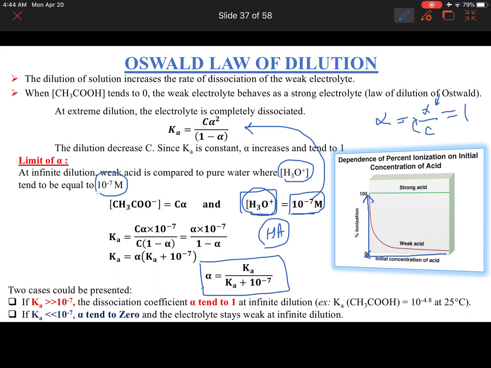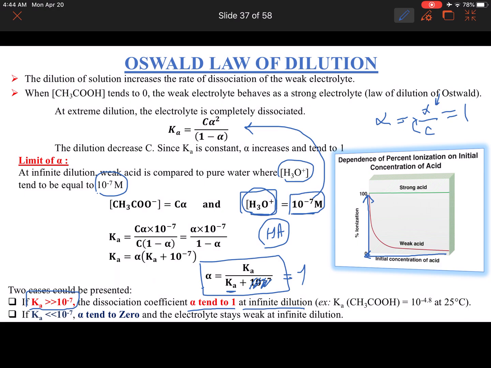And all I really want you to take as a take-home message is the following. If the Ka is much greater than 10 to the minus 7, or at least 10 times greater, then this 10 to the minus 7 is negligible. That means what happens? This becomes Ka divided by Ka, then alpha is almost 1. So alpha tends to 1 at infinite dilution. That's all I really want you to take.